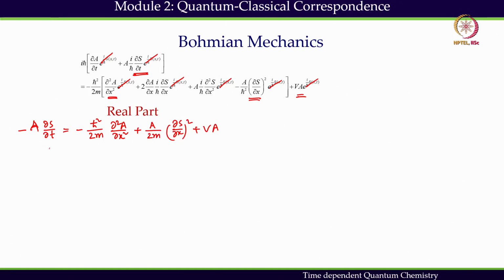I will reorganize it: plus 1 by 2m, whole square, plus V equals h-bar squared by 2m, A, second derivative of A with respect to x.